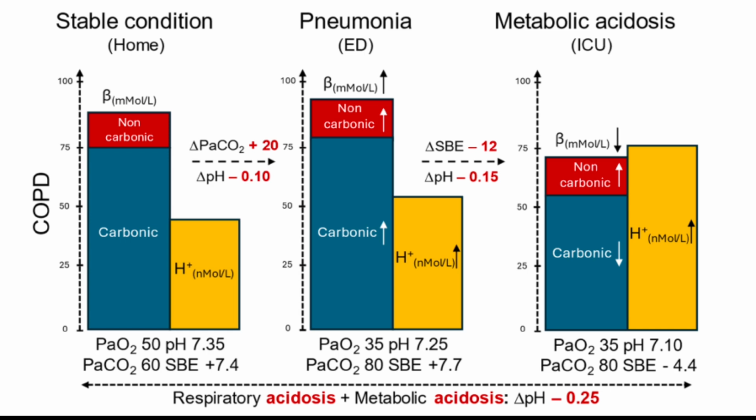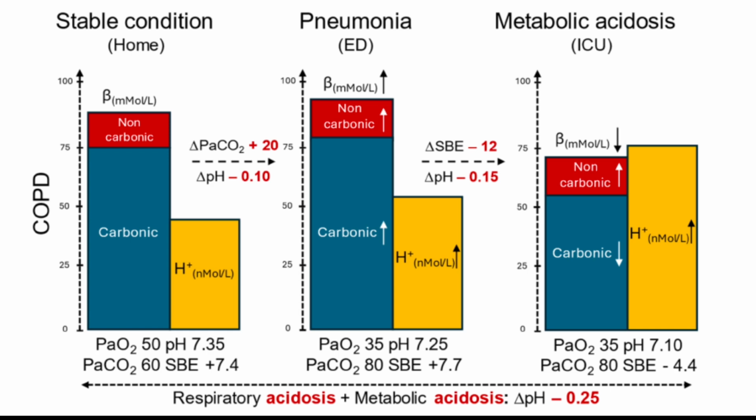Pneumonia, ED, carbon dioxide rises further due to worsening respiratory function, contributing to respiratory acidosis. Bicarbonate, hydrogen carbonate, increases as a compensatory response, slightly raising buffer power. pH drops to 7.25, with SBE reduced to plus 7.7.